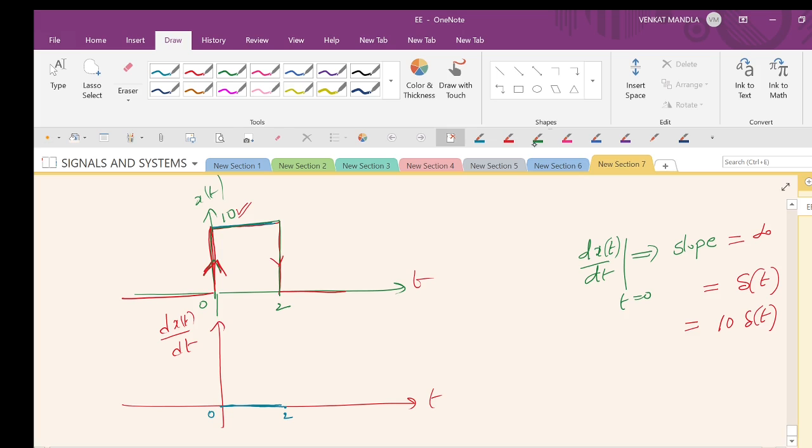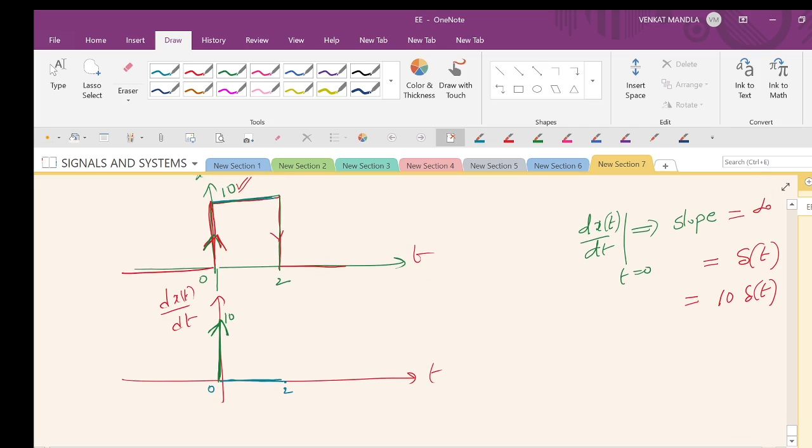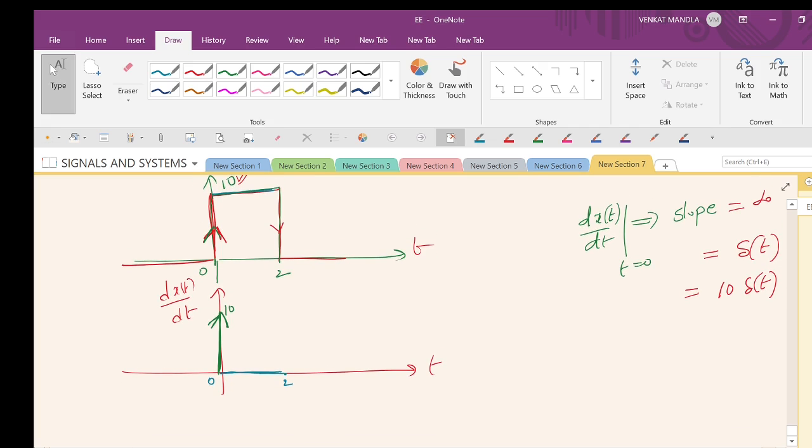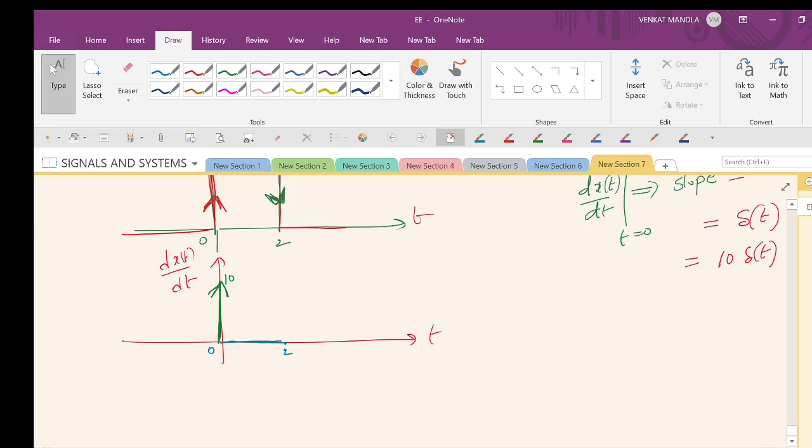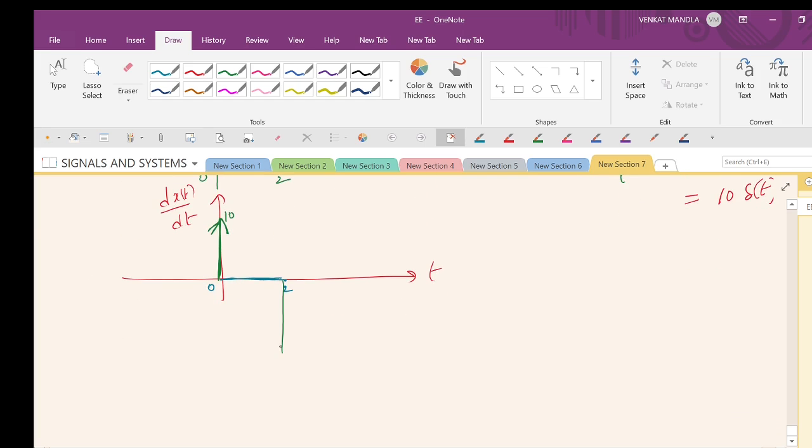Okay. So at t equal to 0, we have a discontinuity, and that is an increasing signal. This is 10. Okay, if I represent 10, that area is 10. And at t equal to 2, we have a discontinuity, and that is decreasing. So we have to represent this like this, minus 10.